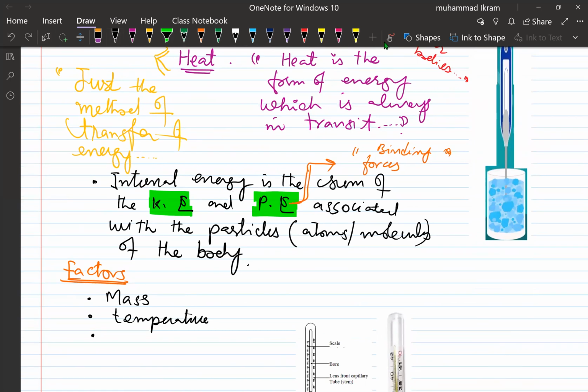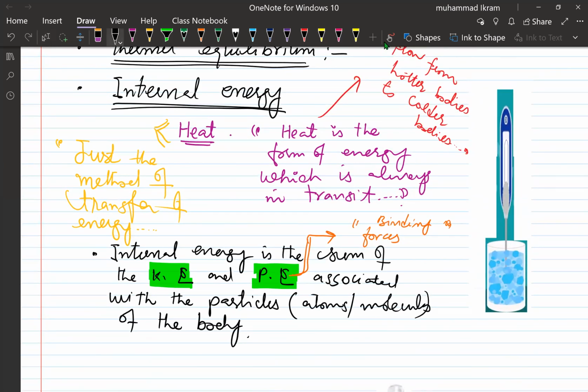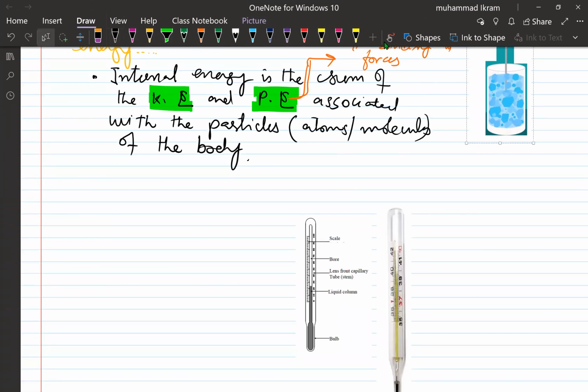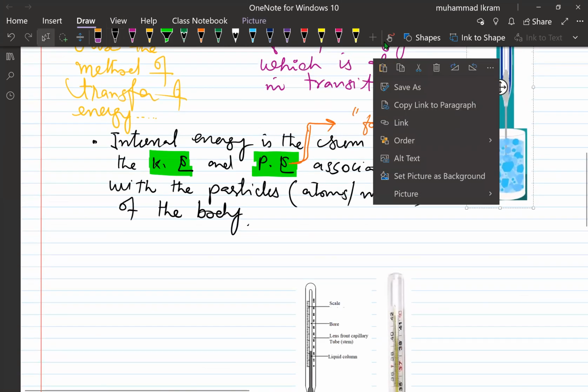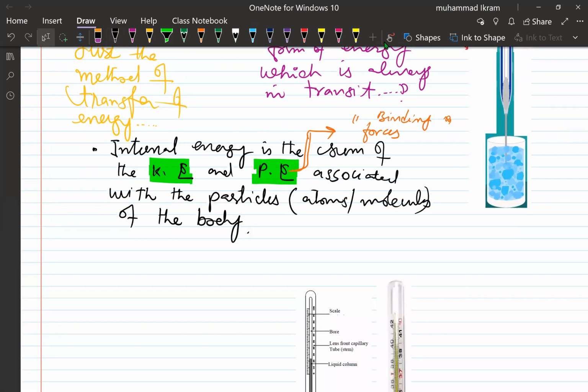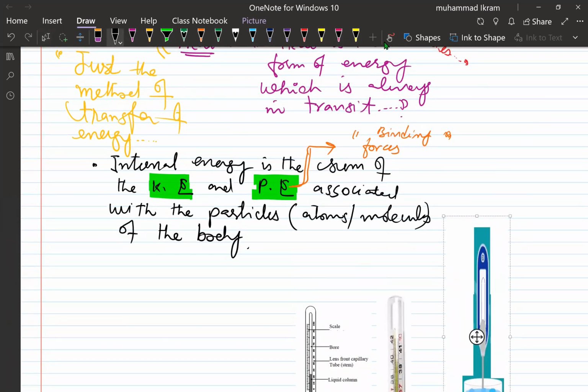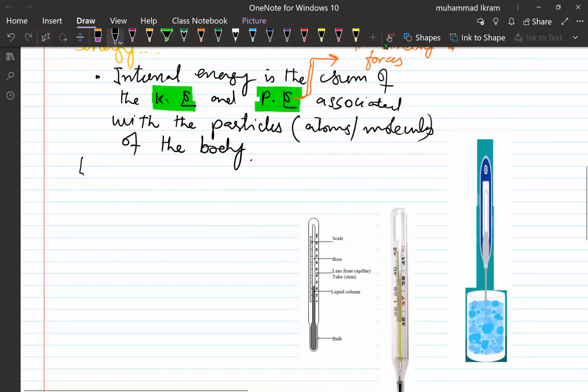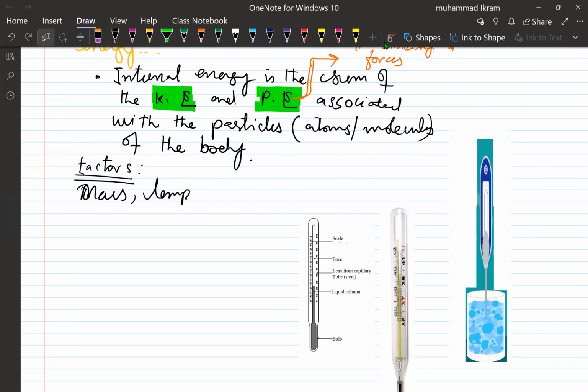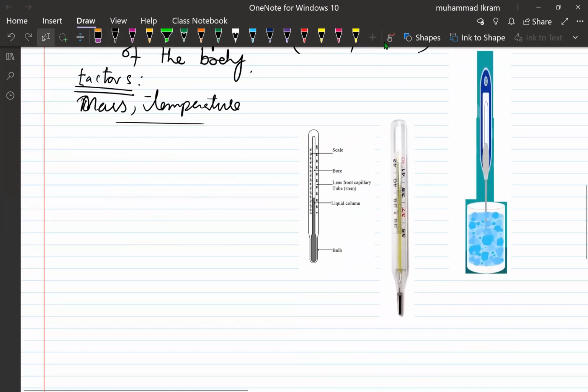Now our next point is the thermometer. So what were the factors for this? Later on, if I PDF this lecture for you, you should see temperature and mass. These are the two factors which affect the internal energy of the substance. The next topic is the thermometer.